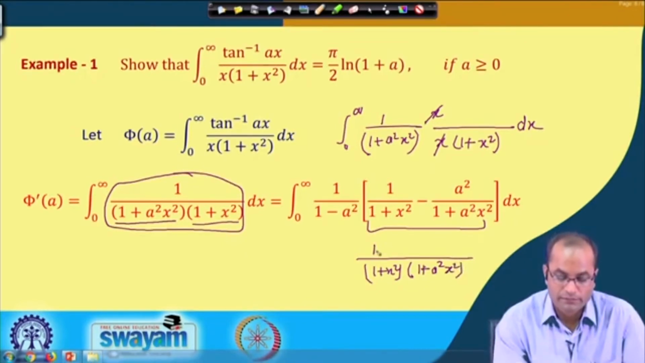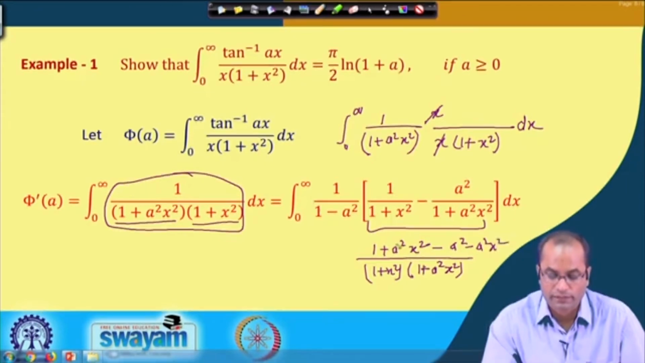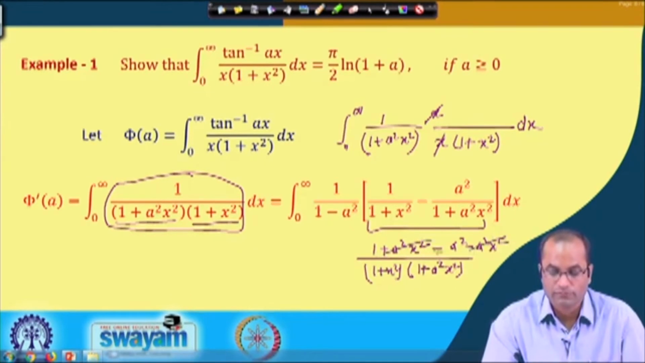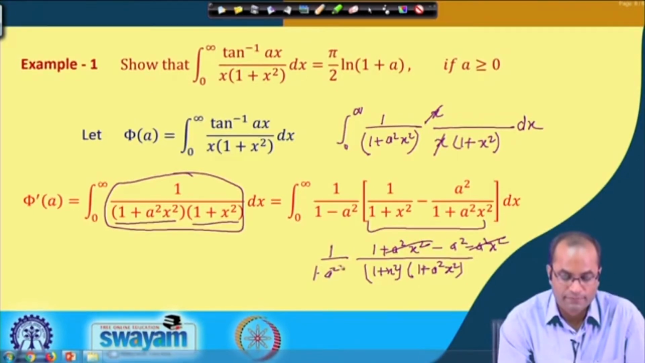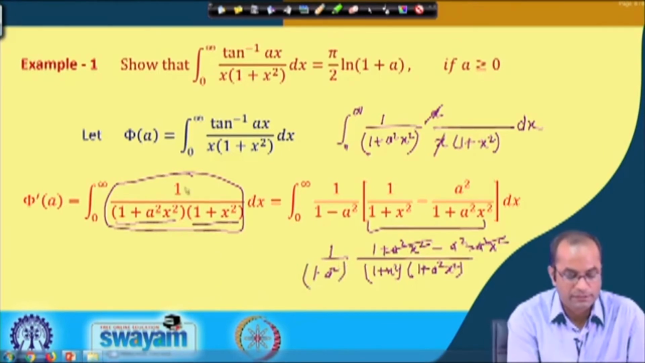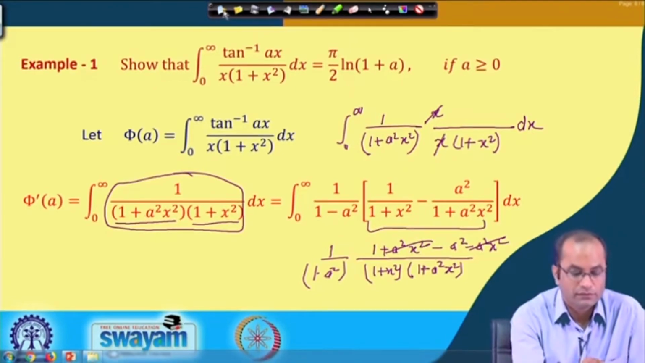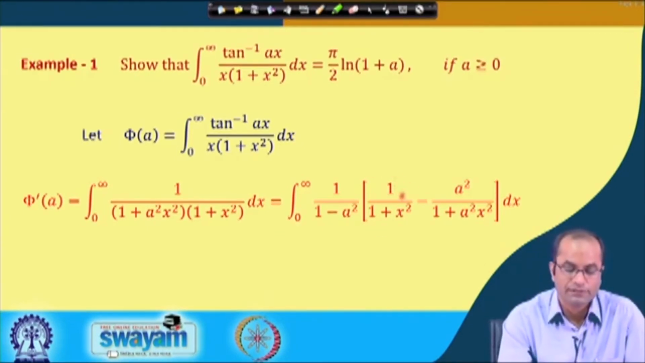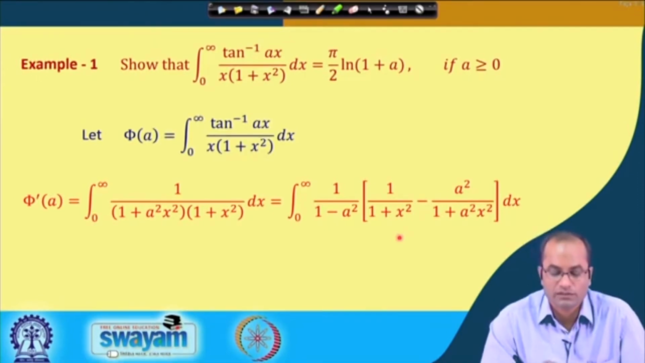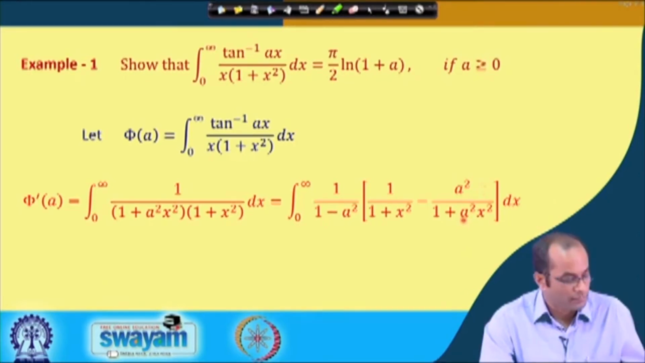So, when we multiply, there will be 1 plus a square x square, and this will be minus a square minus a square x square, so this will be cancelled. So, we have 1 minus a square, and to balance this we need 1 minus a square there. So, this will also be cancelled, and we will get exactly the integrand of this integral. So, this is fine. With these partial fractions, we can easily integrate this. The first integral is over 1 over 1 plus x square, which is tan inverse x, and in the second case also we have tan inverse a x, divided by a.